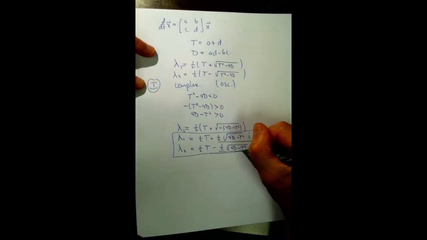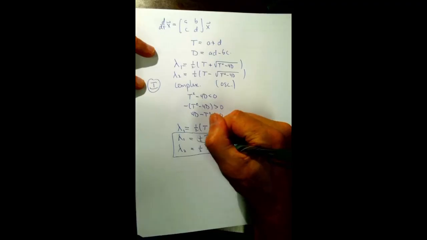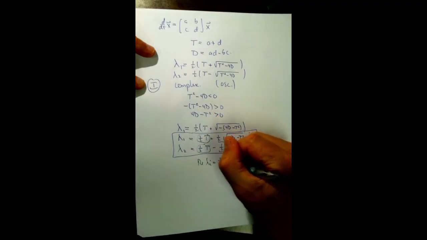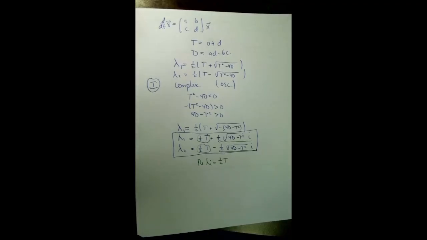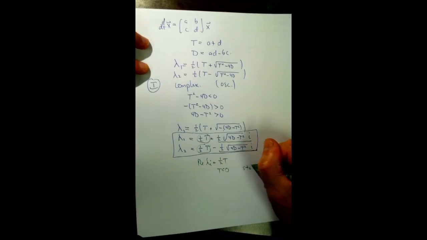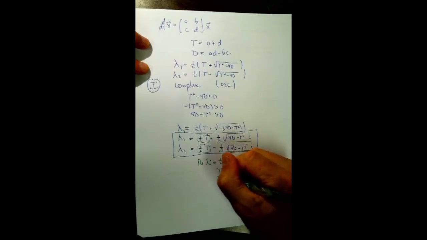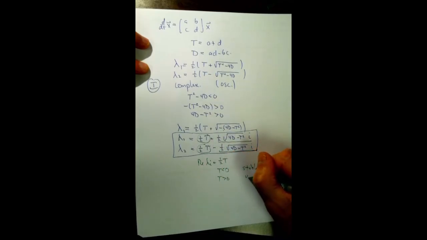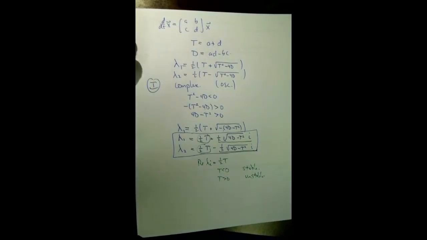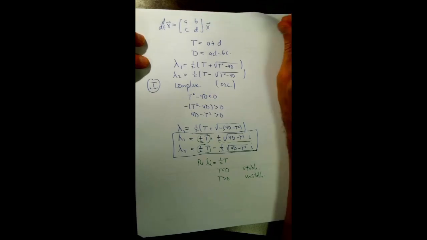This is my complex part, and my real part of both of these is 1/2 T. So I can immediately see that if T is negative, it's going to be stable. And if T is positive, it's going to be unstable, because the real part is basically just 1/2 of that. So what does that mean?